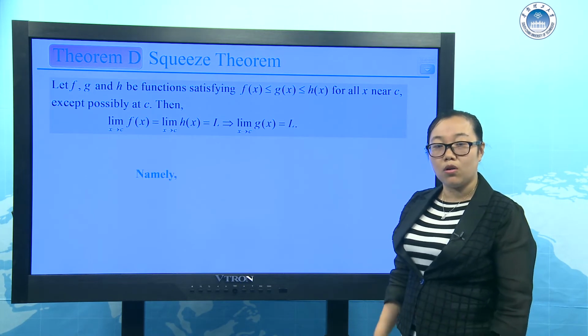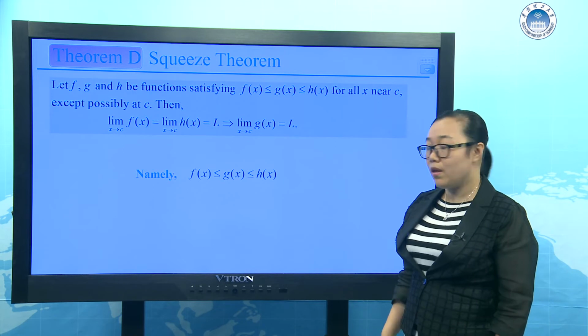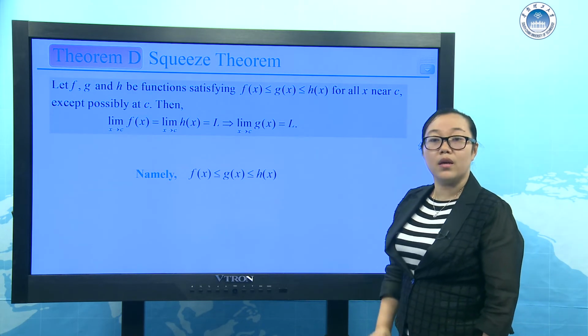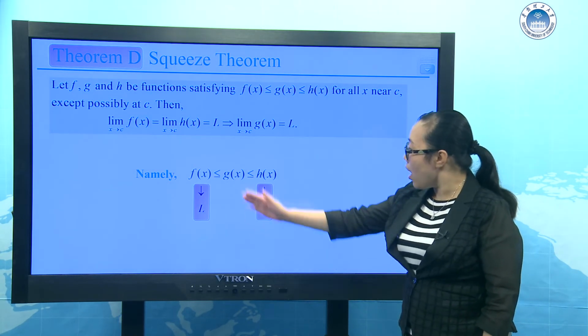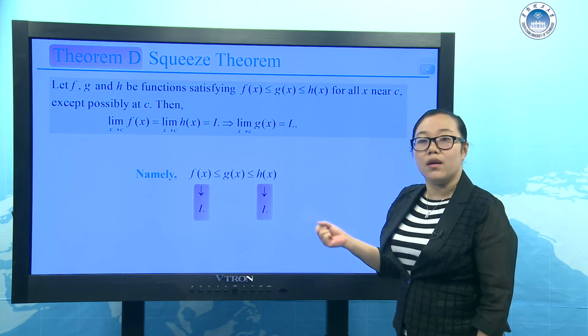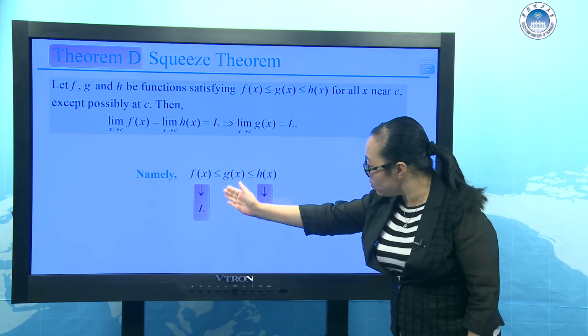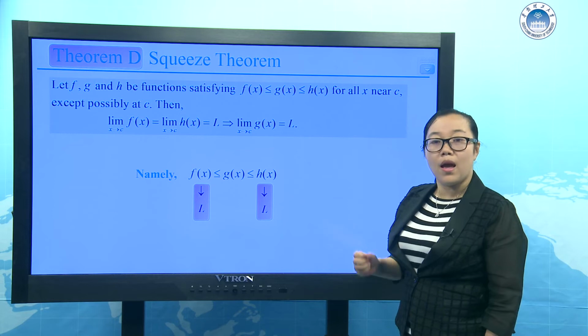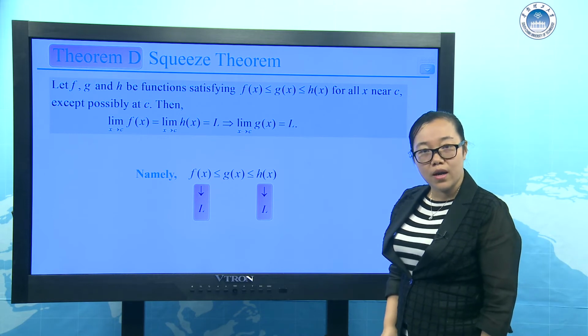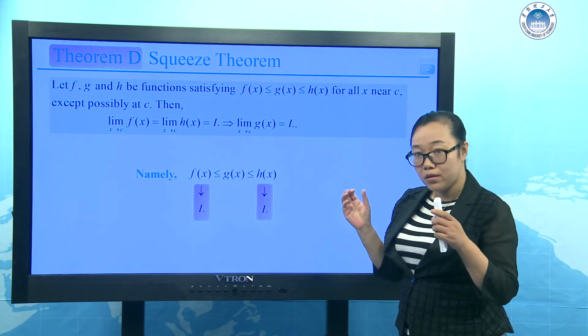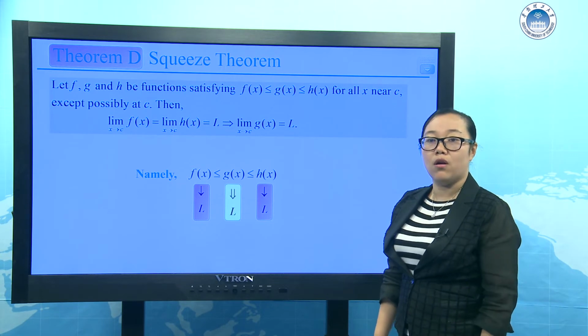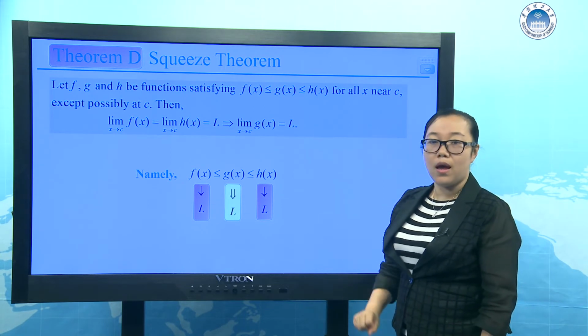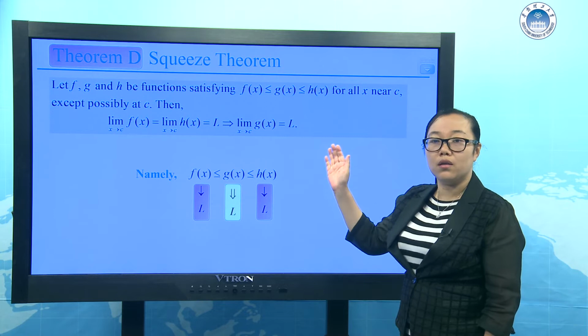Look at the corresponding expression. It is given that the limits of f and h exist and tend to L. At this time, g(x) is squeezed, with no other number, only tending to L. So we have this result: the limit of g(x) equals L.